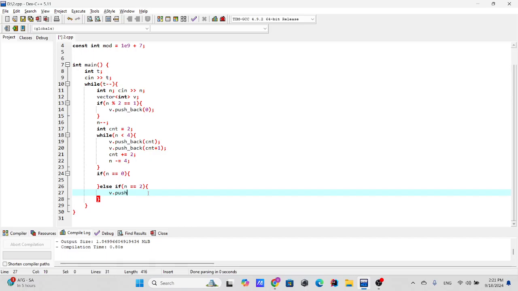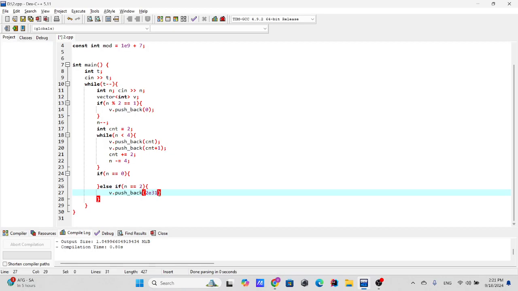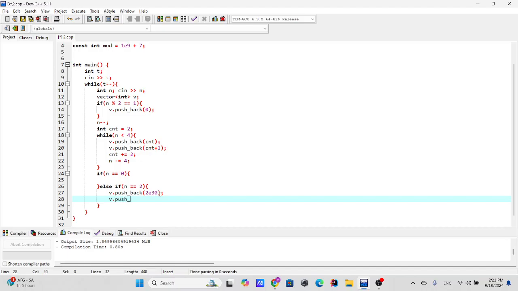v.push_back... maybe this, I'm not sure, man. It must be less than, okay, this, and v.push_back plus 1, no, plus 2, right?